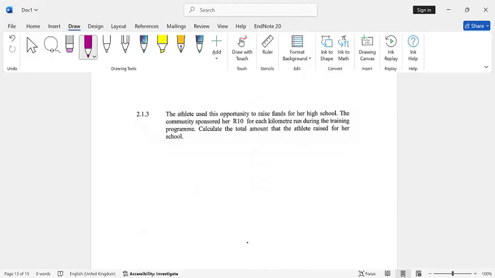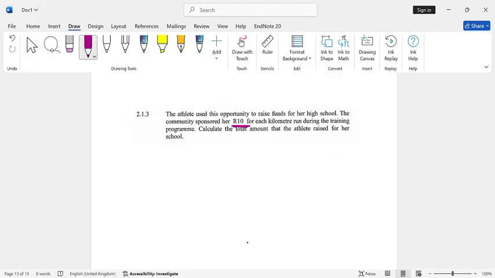The community sponsored her R10 for each kilometer run during the training program. Calculate the total amount that the athlete raised for her school. Okay? So how do we solve these questions? As you know, for each kilometer it is R10. We have an R10, okay? So 45 weeks, 93 kilometers, as you saw in the previous questions.